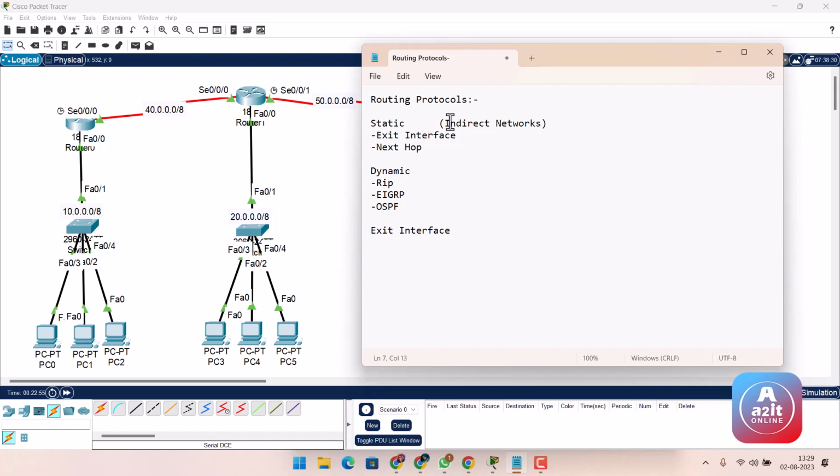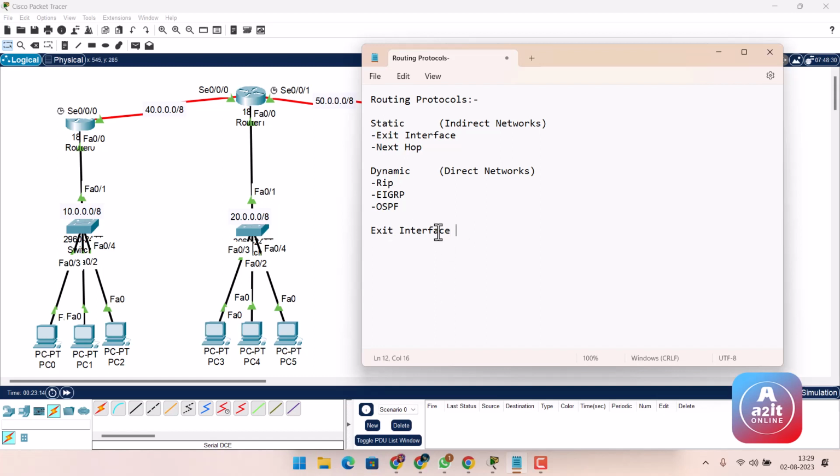And in dynamic routing, we need to care about our direct networks. We just need to mention our direct networks, and it will automatically identify the indirect networks, and it will help us to make connections between multiple networks. Okay, so let's get back to our point.